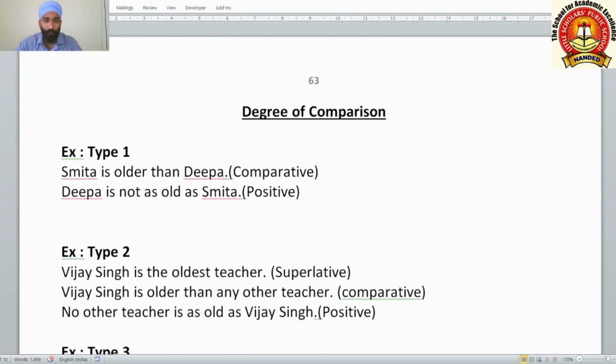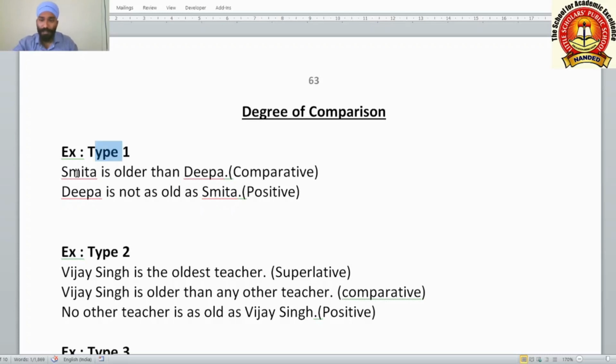In today's video, we are going to understand a very important topic, degree of comparison. This is a vast topic, so step by step we will understand it. Here, there are three types of sentences in degree of comparison. In this video we are going to understand the first type. In the first type, two things are compared with each other, either negatively or positively. Let us see one example.